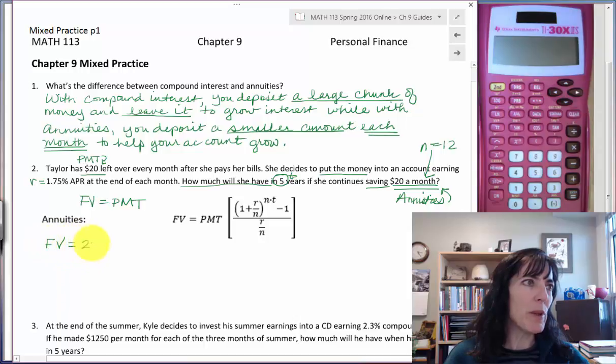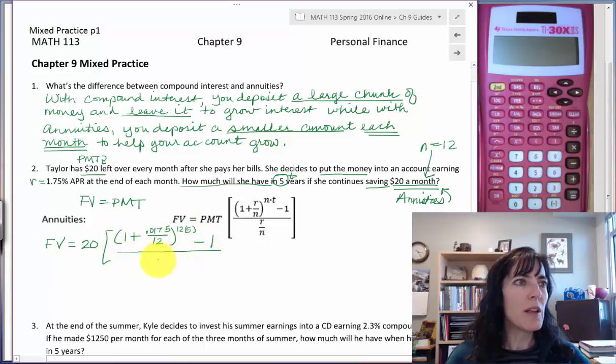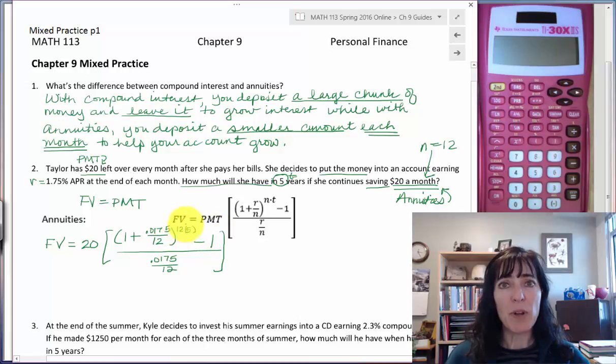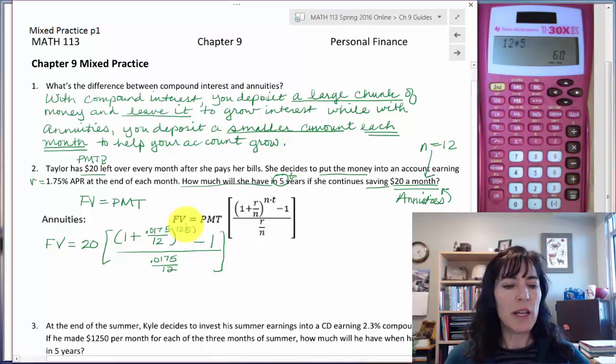So FV equals my payment, $20, big square brackets, 1 plus my rate, 0.0175, or you can do 1.75 with the percent key on your calculator, and my N is 12, raised to the 12 times 5, and then subtract off a 1. And then my R is 0.0175 over 12. I know that 12 times 5, I'm going to need that in my problem, so I can multiply it, and I get 60.